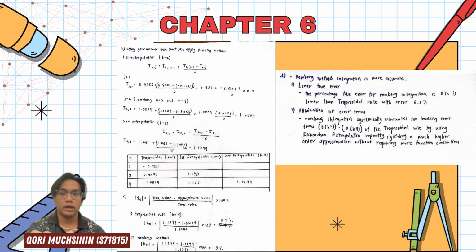Looking at our error analysis, if we take our highly accurate Romberg value as our true baseline, the standard trapezoidal rule at n equal to 4 leaves us with a noticeable relative true error of 6.5%. In contrast, the Romberg method successfully hits a 0% relative error against this benchmark. This perfectly demonstrates how Romberg integration systematically eliminates leading error terms to give us high order precision with minimal effort.